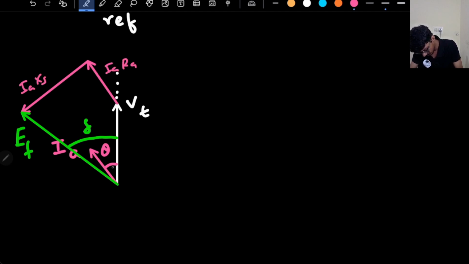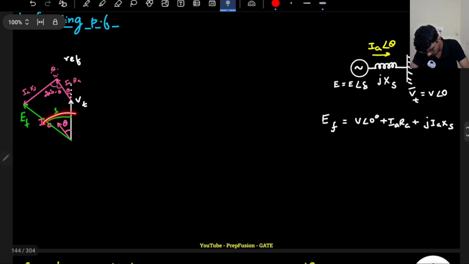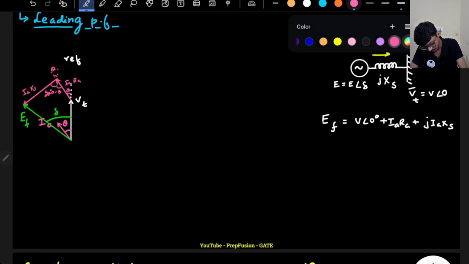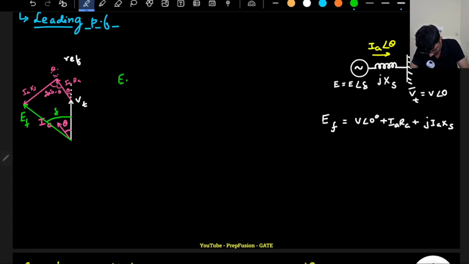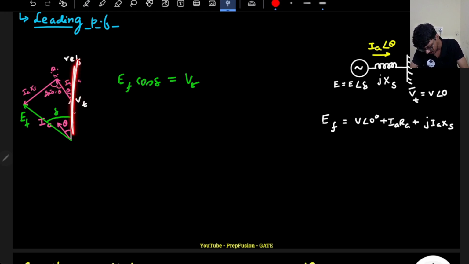So you are observing, if this is theta, this also will be theta. If this is theta, this will be 90 minus theta. Now I have to find out the projection, right? So EF cos delta, simple trigonometry I am doing, EF cos delta equals to, this value is going upwards, IRA. So VT is going upwards, IRA also, IRA cos theta, because I have to take the projection along the reference.